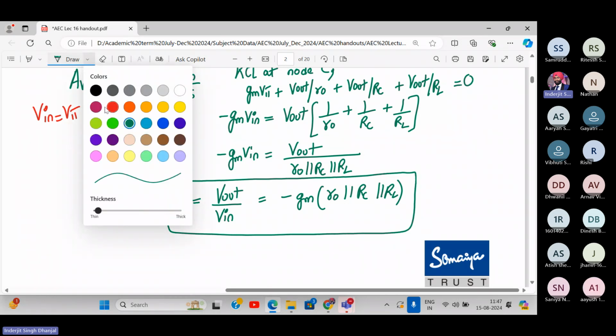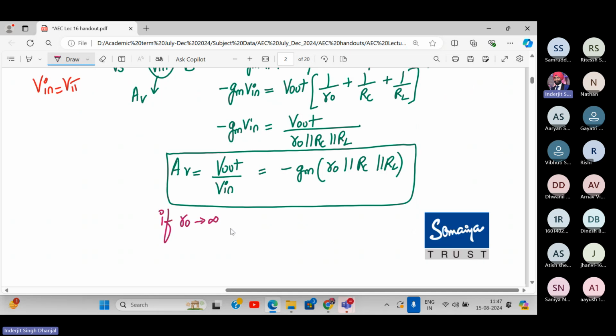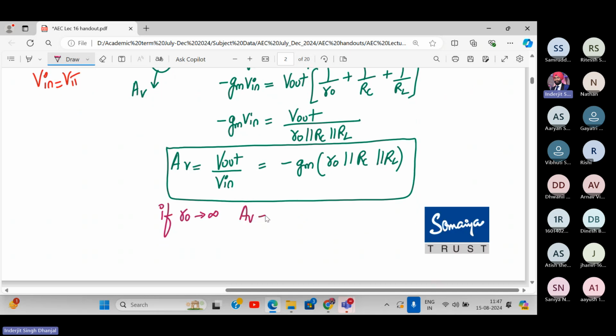Now there can be other cases over here. This we have not discussed yesterday. So if Ro is not present or Ro is infinite, now how will the formula be? So AV will be minus gm into RC parallel to RL. Getting it? And if RL is not present, if the load is not present at the output, then what will be the formula? AV will be minus gm into RC alone. So these are the modifications. Okay.